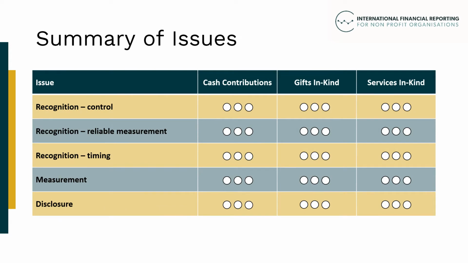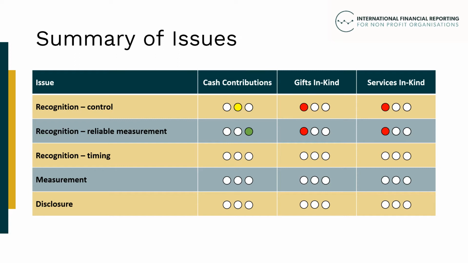This table summarises the issues that non-profit organisations face in accounting for non-exchange revenue, and indicates how significant the issue is for each type of non-exchange revenue. In order to recognise revenue, the organisation must be able to benefit from the donation. It must have control. Determining whether the organisation controls the donation can be challenging. This issue is highly significant for gifts and services in kind, and of medium significance for cash contributions. In order to recognise revenue, the organisation must also be able to measure the value of the donation reliably. This is not a significant issue for cash contributions, where the value is obvious, but can be highly significant for gifts and services in kind.